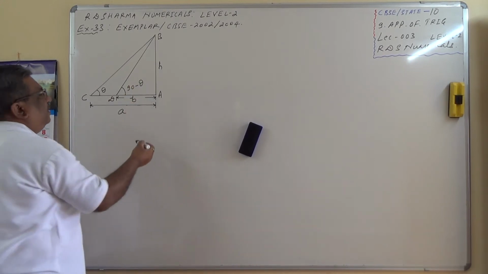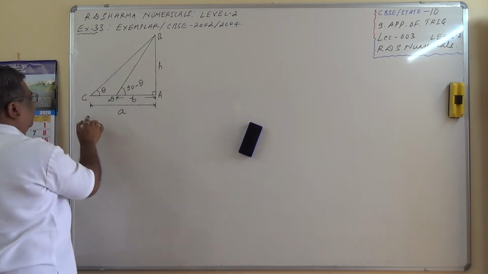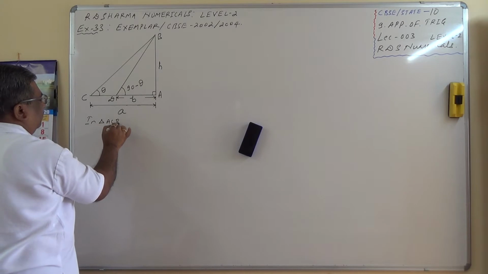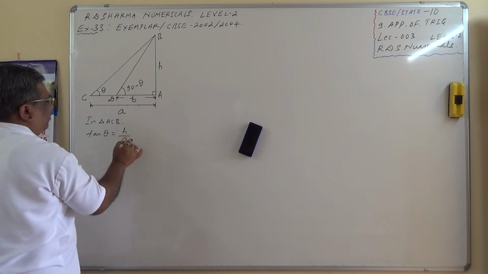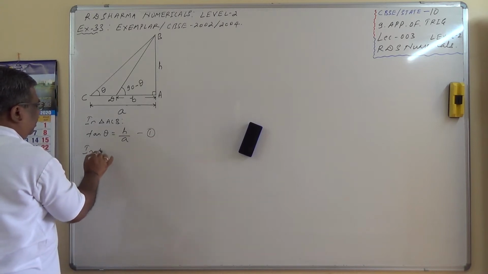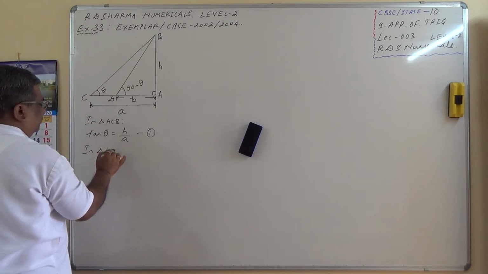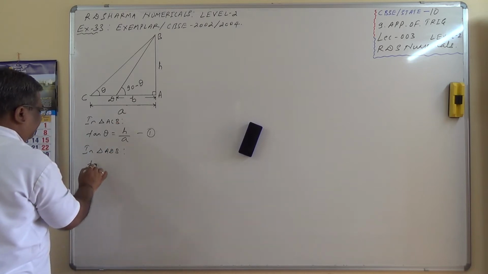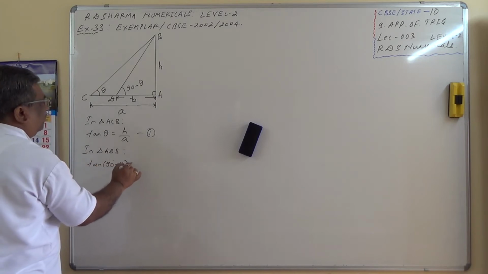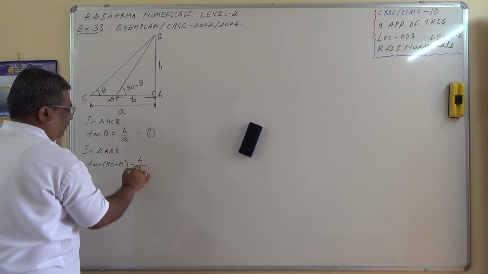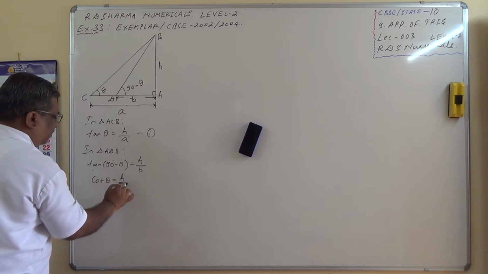This is the diagram given. So this is a right angle. In triangle ACB, tan theta equals H by A. In triangle ADB, tan of 90 minus theta equals H by B. Tan of 90 minus theta is cot theta, which equals H by B.